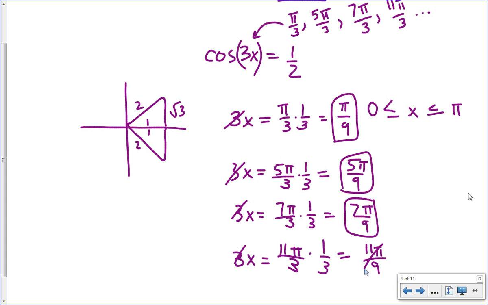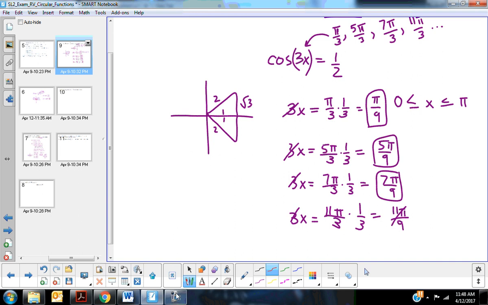All right, and that should give you enough of a reminder so that you can solve some more of these for homework. That's all.